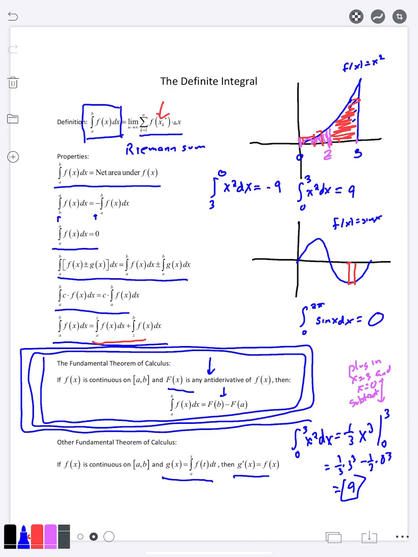Anyways, so I will tell you, if you're ever reading in books and things, the Fundamental Theorem of Calculus, this bottom one, which I called other, they call that one the first, and they call this one the second. And it doesn't really matter which one you call which, but definitely I would say the one they call second is the more important one here.